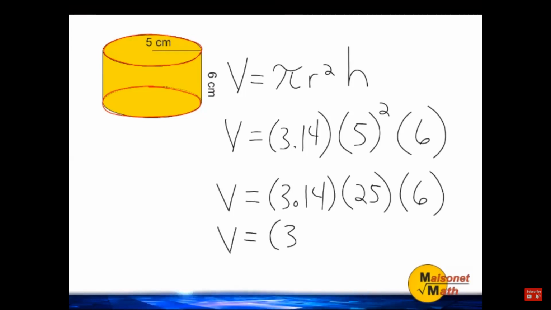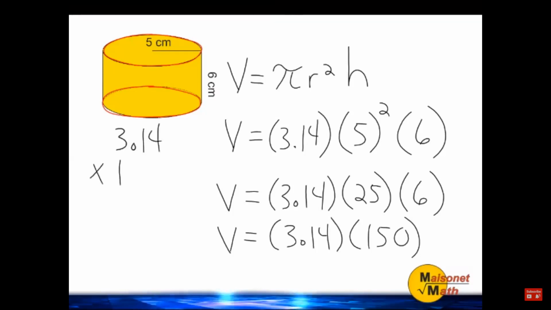So I'm going to write 3.14, and 25 times 6 is 150. So after we multiply 150 by pi, or 3.14, that will give us the volume of this cylinder. So let's go off on the side here and multiply 3.14 times 150.